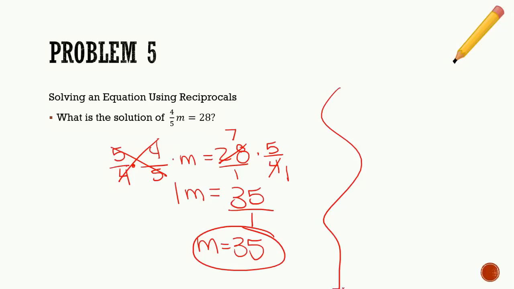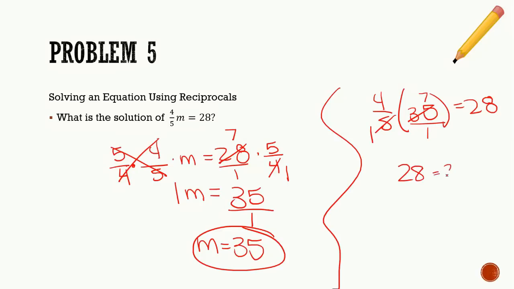Let's check to see if that's true. 4/5 times 35. Does that equal 28? Actually, that cancels out. Gives me a 1. 4 times 7, yeah, that's 28. Works out perfectly.